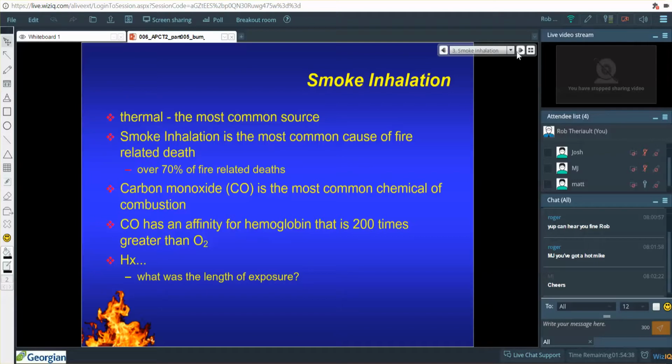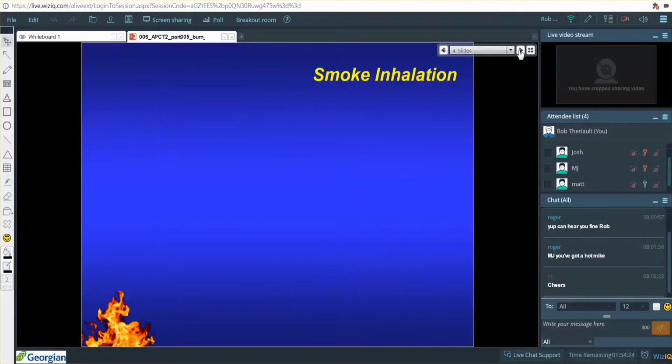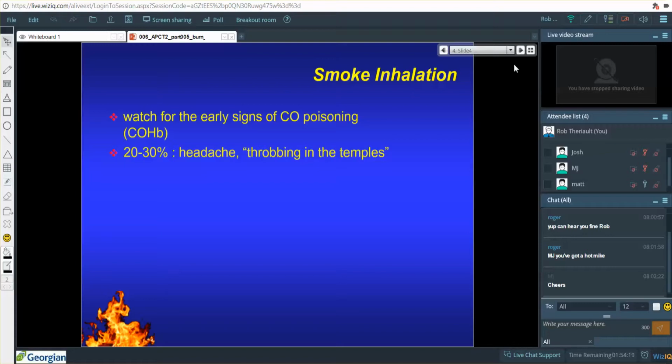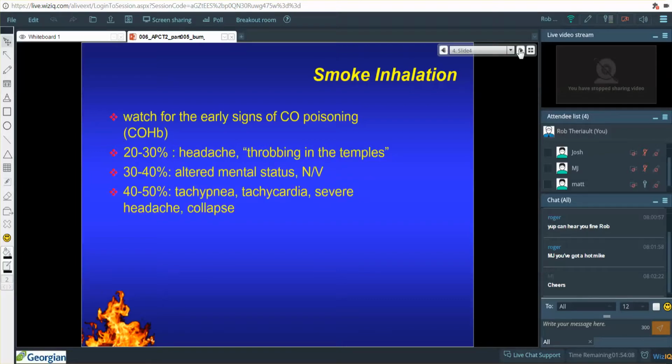In terms of history, apart from the basic clinical findings and managing patients based on how they present clinically, we want to find out the length of exposure and whether they were in an enclosed space or not. Some signs of CO poisoning: at carboxyhemoglobins of 20 to 30%, we see headache and throbbing in the temples. At 30 to 40%, altered mental status, nausea, and vomiting. At 40 to 50%, tachypnea, tachycardia, severe headache, and collapse. At 50 to 60% carboxyhemoglobin, we see coma and seizures.